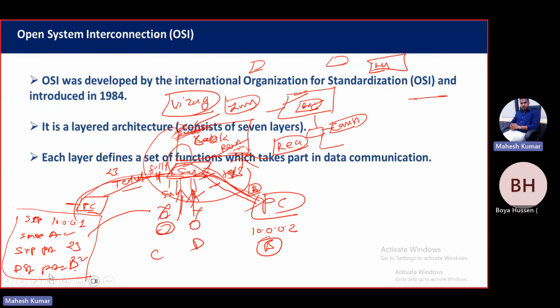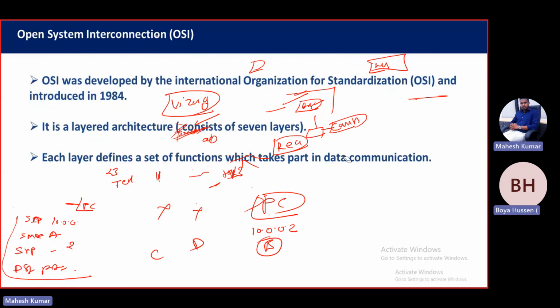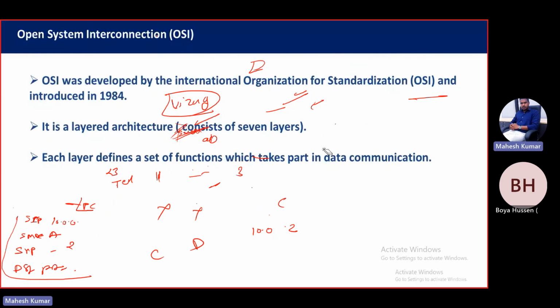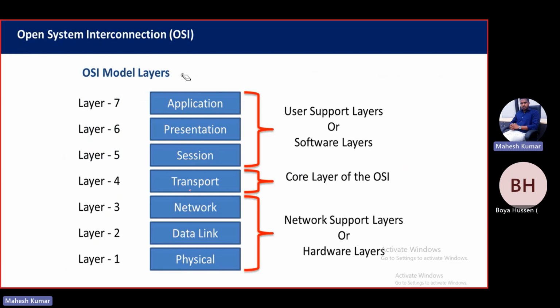This is described under our OSI layer model: how the packet is generated and how the packet is sent from the source to the destination. So layer 7 is our application. If you read from bottom to top, layer 6 is next.